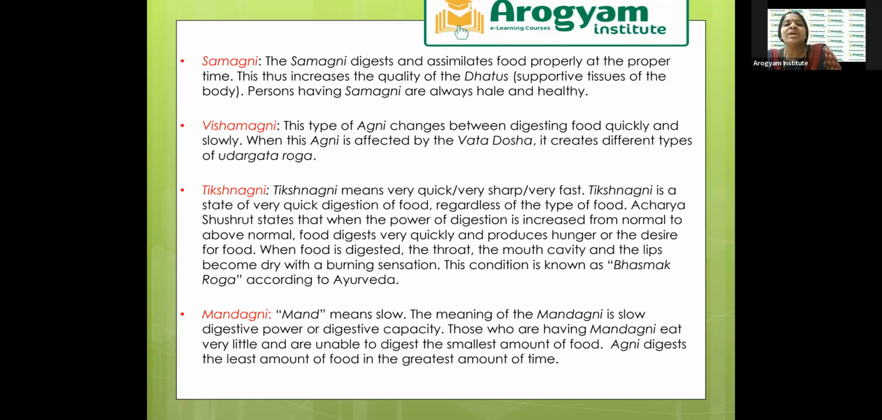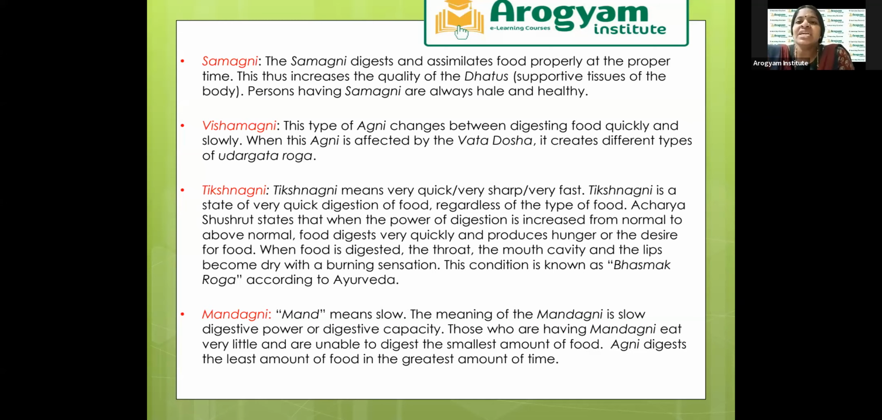Then vishamagni means this type of agni changes between digesting food quickly and slowly. When this agni is affected by vata dosha, it creates different types of udaragata dosha rogas. That means when there is too much vitiation of vata, too much aggravation of vata dosha in the body, it causes this type of agni, and this leads to many digestion related problems.